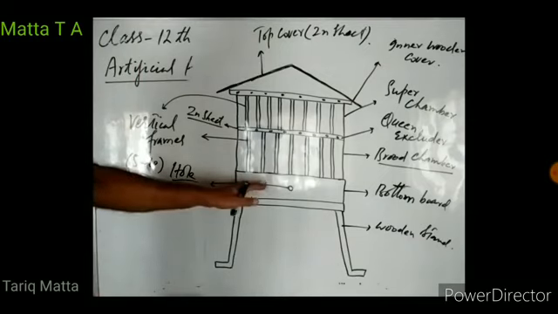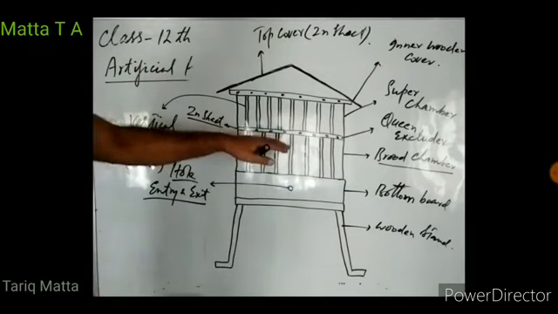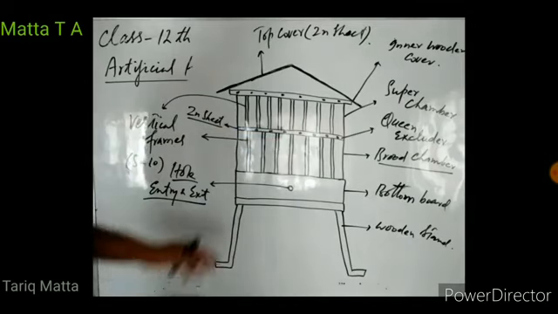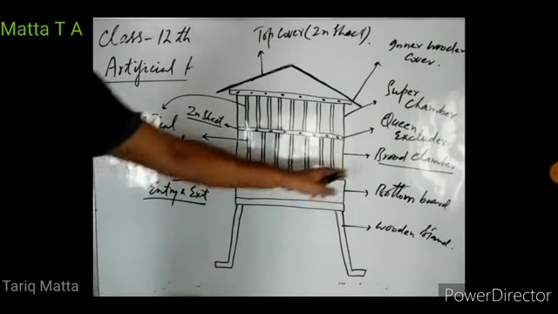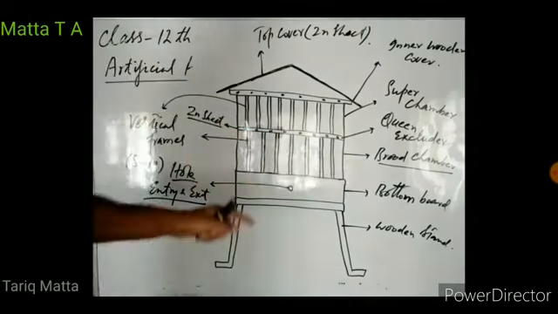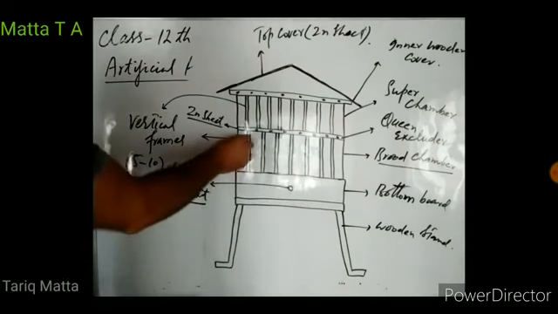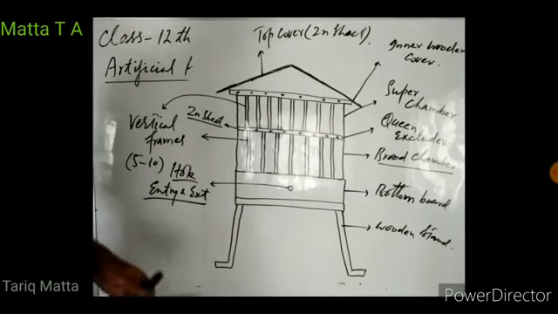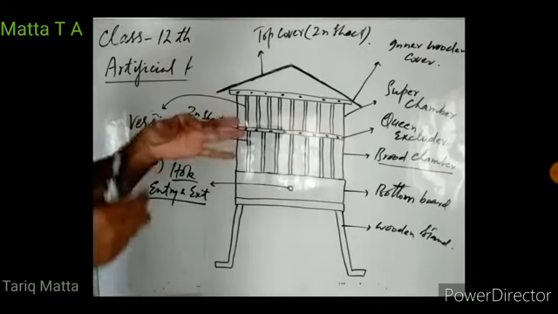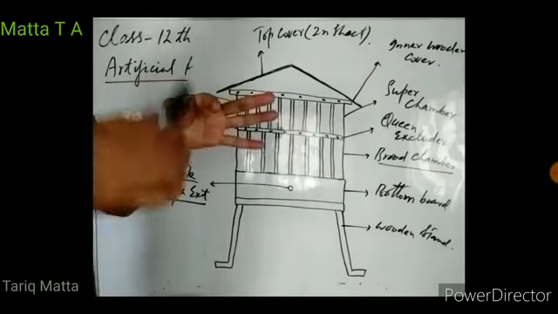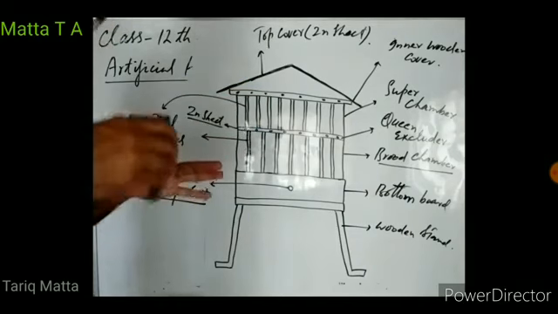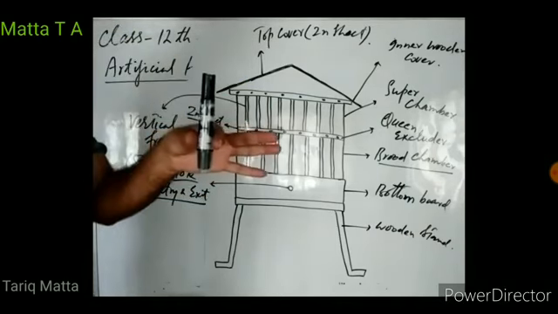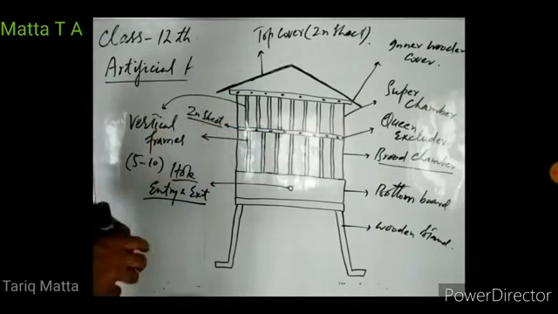Then this bottom board leads into another chamber, which is on top of it. This is known as the brood chamber. In this brood chamber, there are 5 to 10 vertical frames. These are the frames. In these frames, they fit the comb foundations.